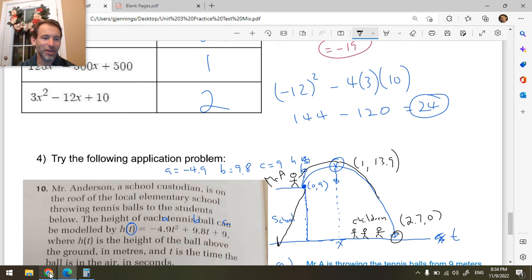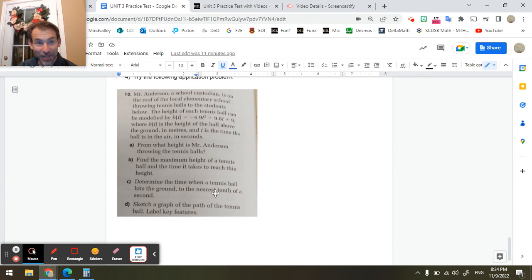All right, so that's how you use the quadratic formula to solve application problems.